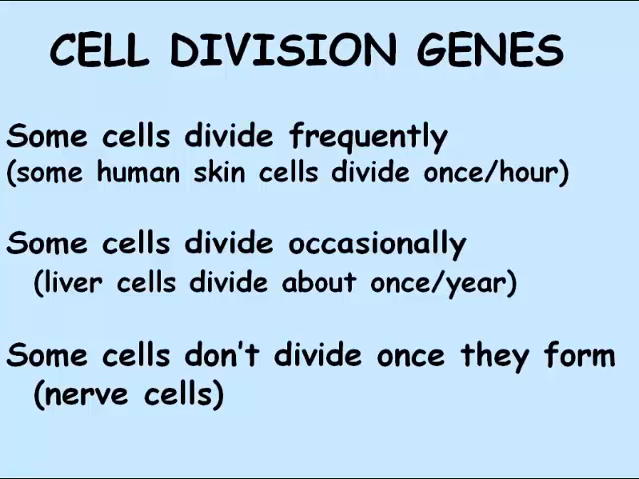So we have some cells in our body, like our skin cells, in which, like we talked about in class, basically most of the dust we see in the air is our dead skin cells. So we lose skin cells often. So our cells have to divide at least once an hour. Some cells will divide occasionally. So our liver cells, they divide about once a year. And then some cells don't divide once they form, our nerve cells, which is the reason why nerve damage can't be repaired on its own.